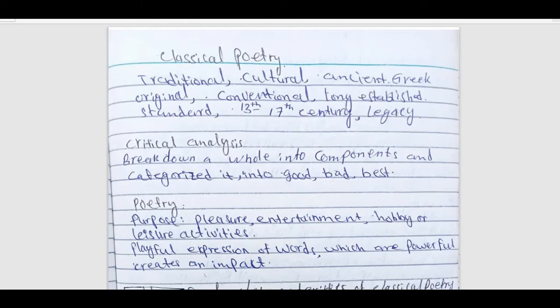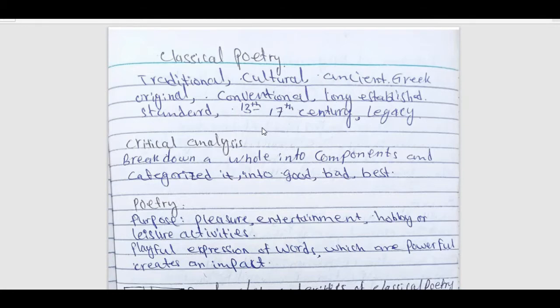So what do you understand by the word classic? Classic is something that refers to old. Okay, something that is old. Classical music, you listen to them, old music. So classic refers to tradition, culture, ancient Greek origin, something that is conventional and a long established standard.